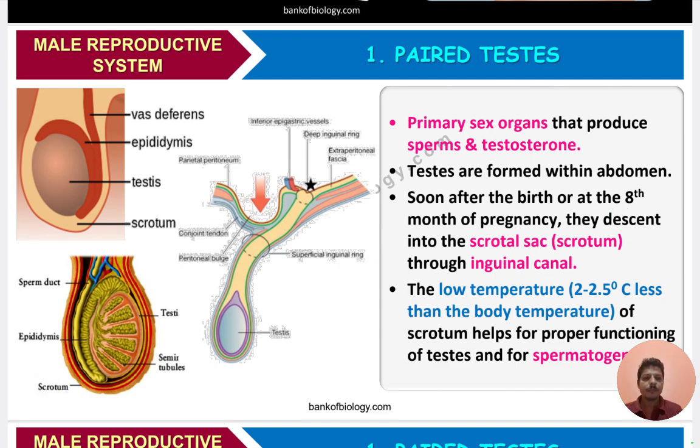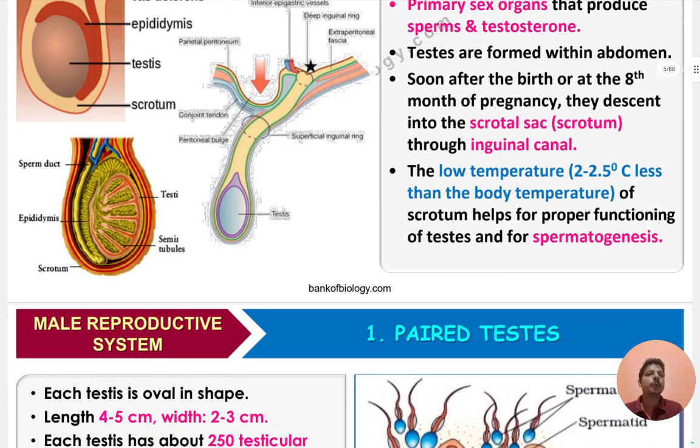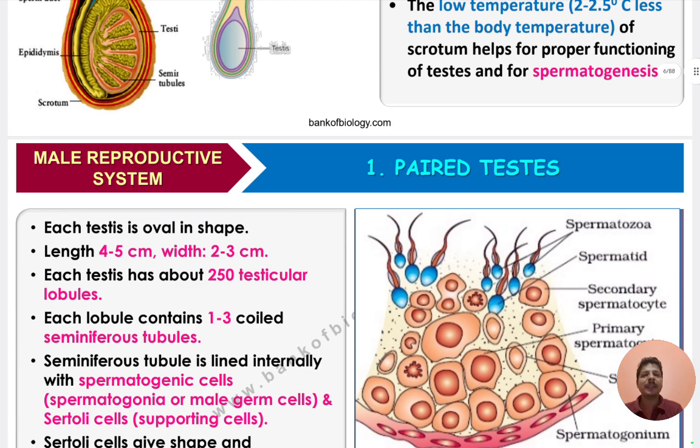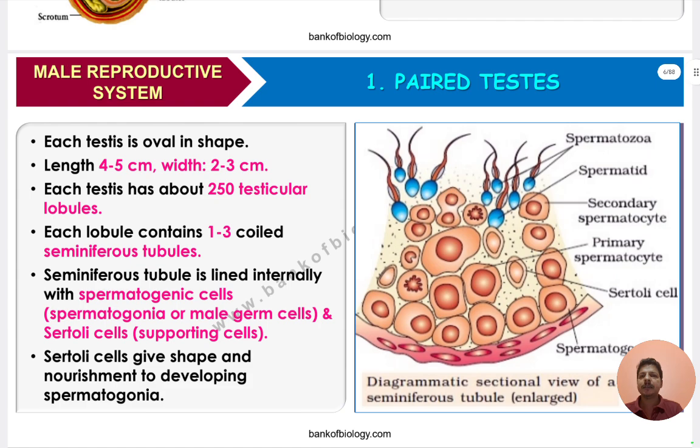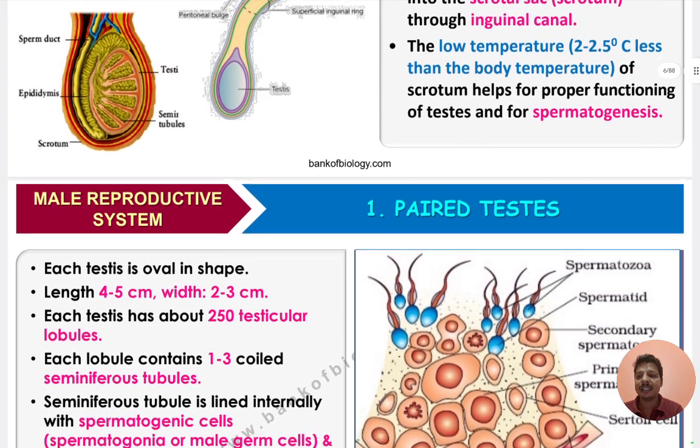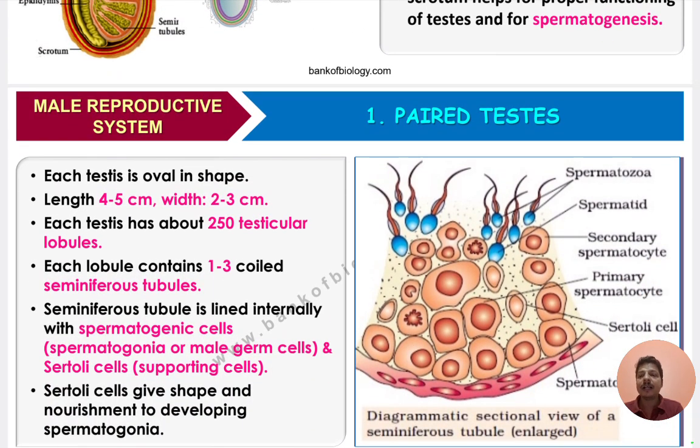Next, the low temperature of the scrotum, that is 2 to 2.5 degrees Celsius less than the body temperature, helps for proper functioning of the testis and for spermatogenesis. Spermatogenesis means formation of sperm or male gamete. Next, some more points about the testis. Each testis is oval in shape. Coming to size, they are 4 to 5 cm in length and the width is 2 to 3 cm.